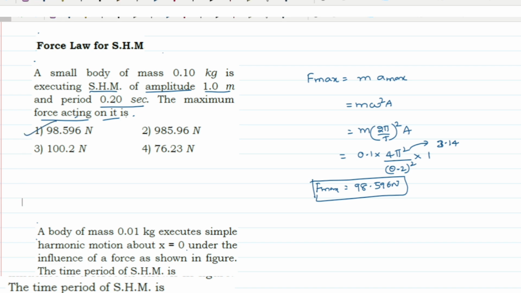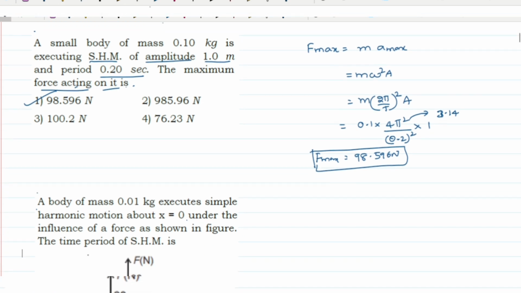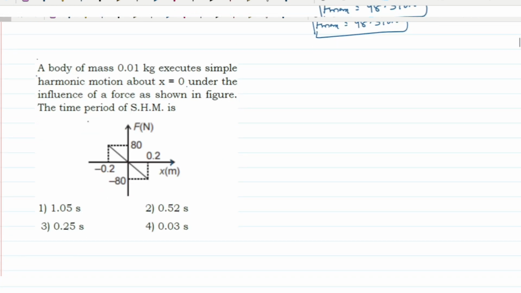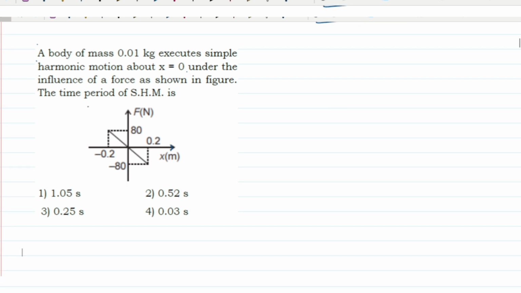Let us see the next question. A body of mass 0.01 kg is executing simple harmonic motion about x equal to 0 under the influence of a force. Here it is executing simple harmonic motion about the mean position, and a force versus displacement graph is given.